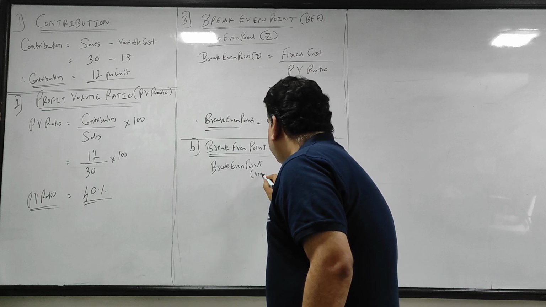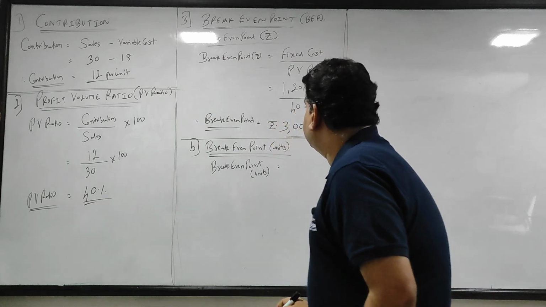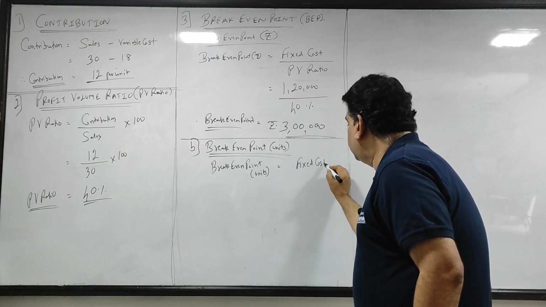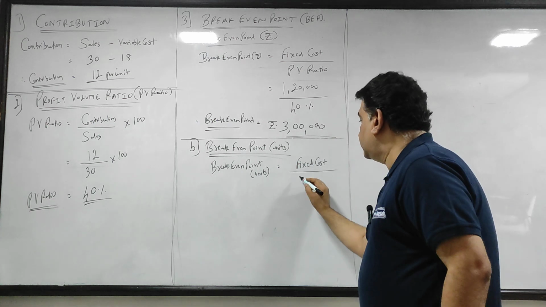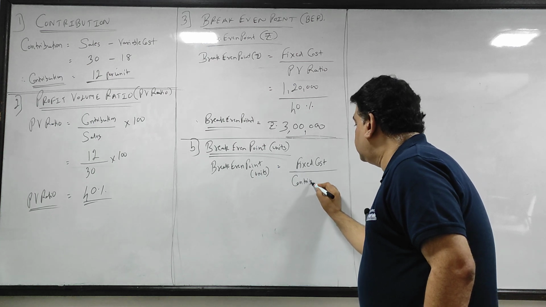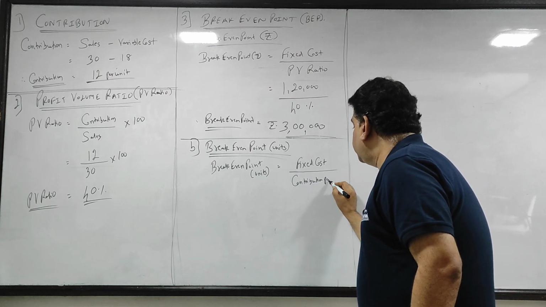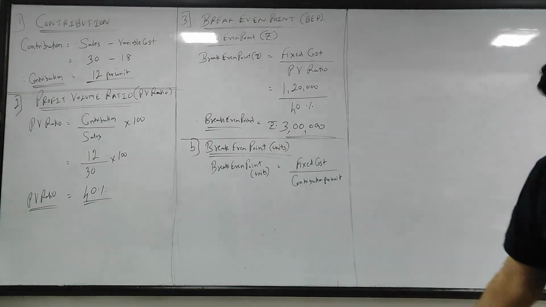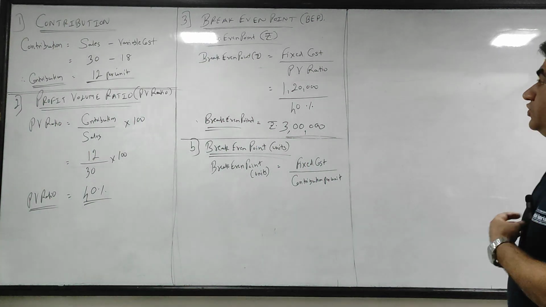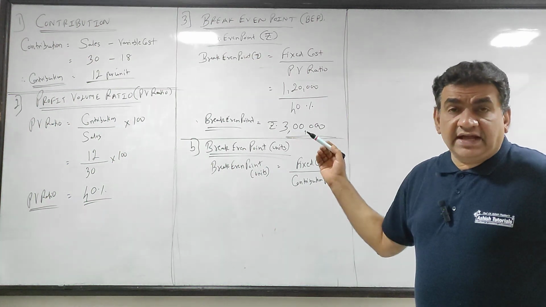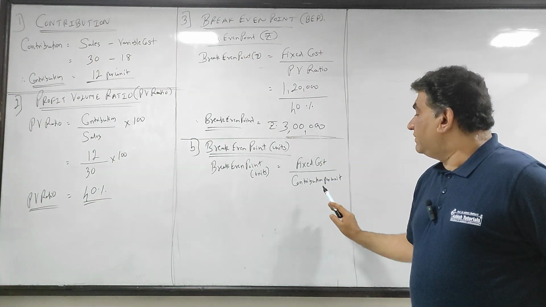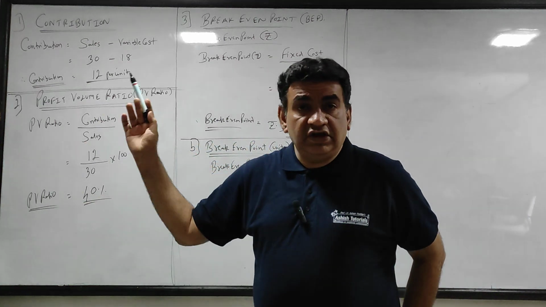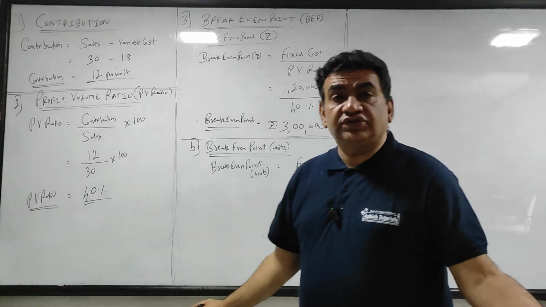Break even point in units is equal to fixed costs upon contribution per unit. The numerator remains the same, but PV ratio will be replaced by contribution. See why? Because how did we get PV ratio? We got PV ratio on the basis of contribution only.